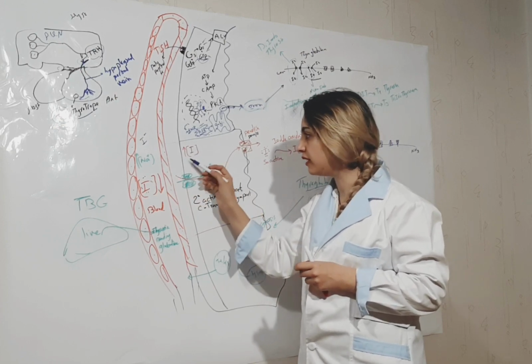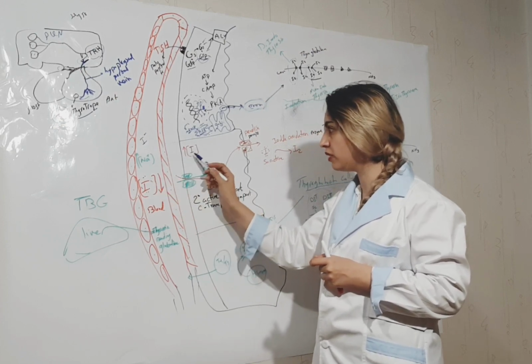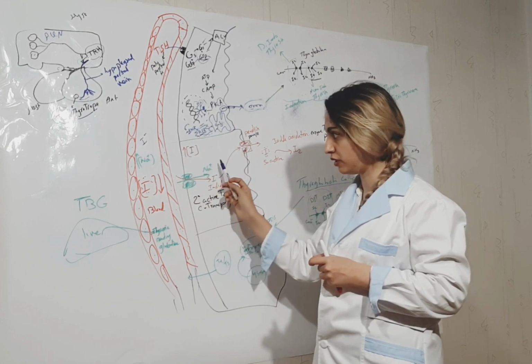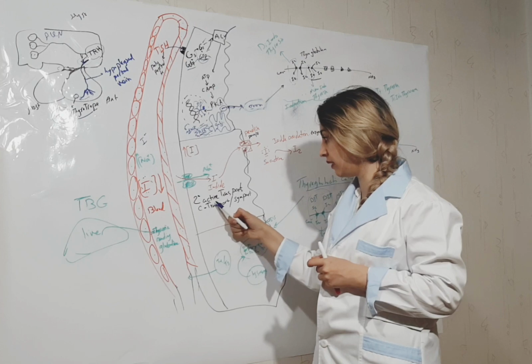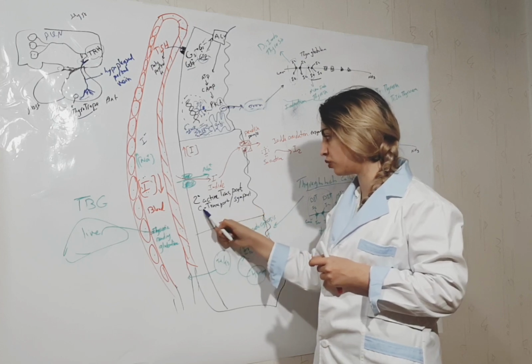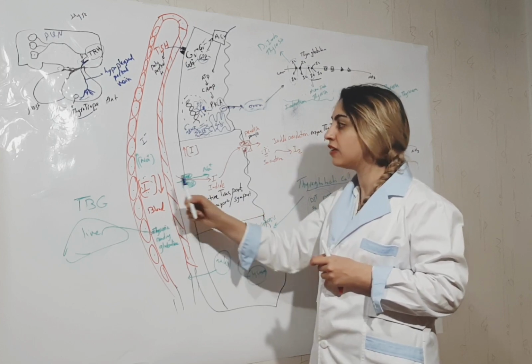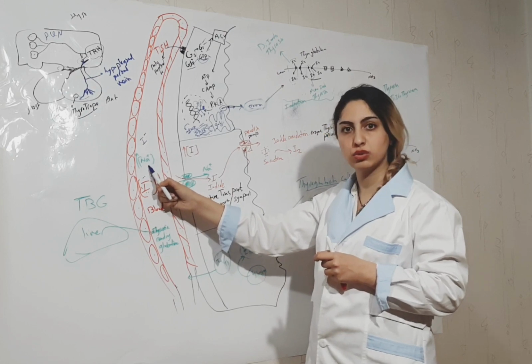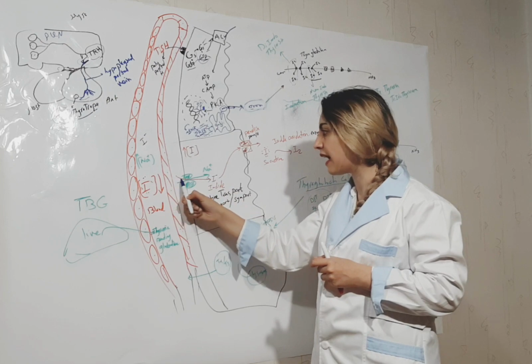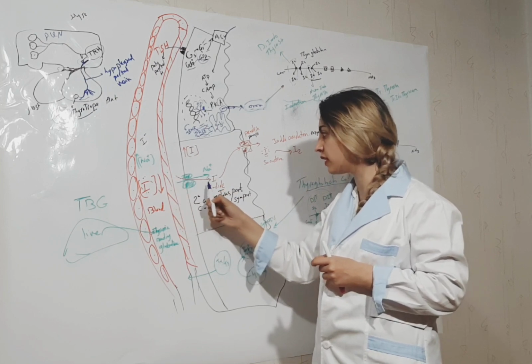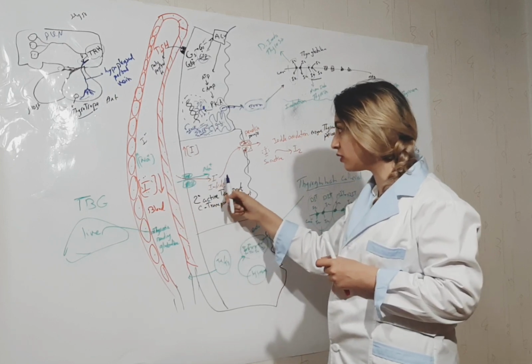So what happens? I need to bring this iodide, which is low in here and high inside the follicular cell. How do I bring it? By secondary active transport, or co-transport, or symport. How? Because in here the sodium is in a high concentration, so sodium comes inside the cell, and by co-transport or symport, the iodide will come inside this follicular cell.